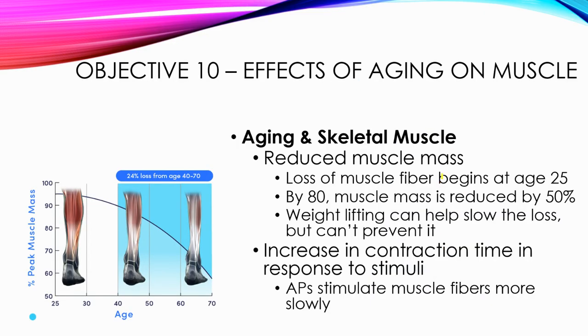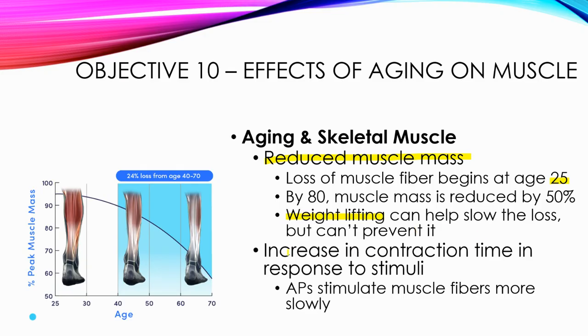And the last bit of chapter 10 is just what happens when we age. So essentially what happens is our muscles decline, okay? We have reduced muscle mass. It actually starts around age 25. By the time you're up into your 80s, you've lost about 50% of your muscle mass. Some of this can be helped if you weight lift and exercise and stay active. It can help slow down the loss, but just aging in general is going to cause a loss of muscle mass.